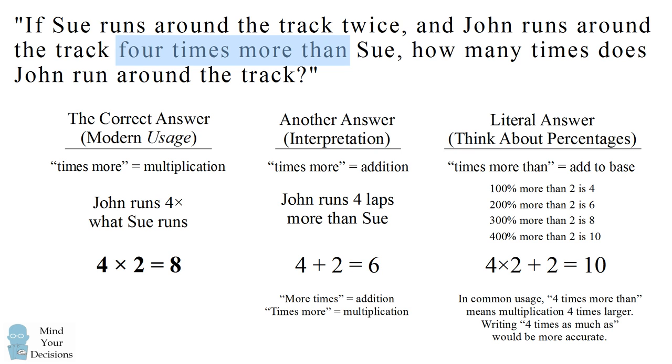So in conclusion, of these 3 interpretations, I would say the correct answer is 8, because "times more" usually refers to multiplication, and even "times more than" refers to multiplication. So if John runs 4 times more than Sue, the correct answer to this problem would be he would run 4 times 2, which is 8 times around the track.